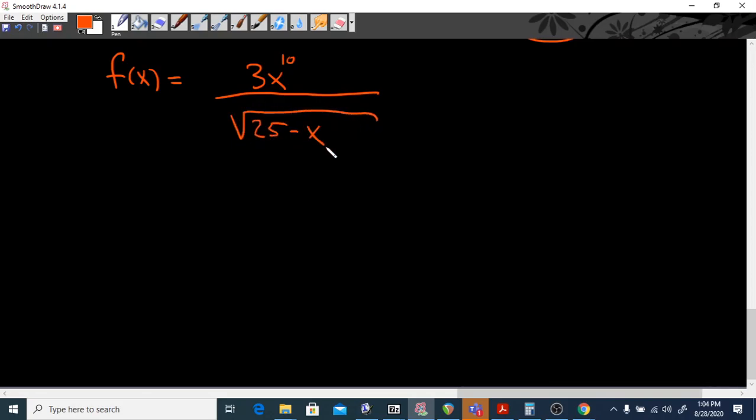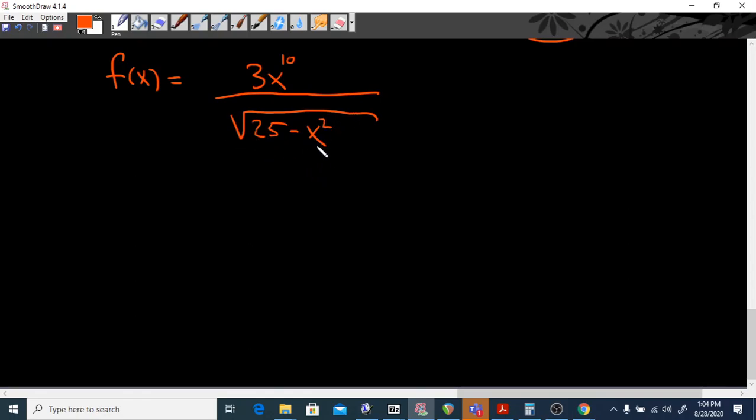Okay, I'm at the bottom. So let's say we have this one now. f of x equals 3x to the 10 over the square root of 25 minus x squared.